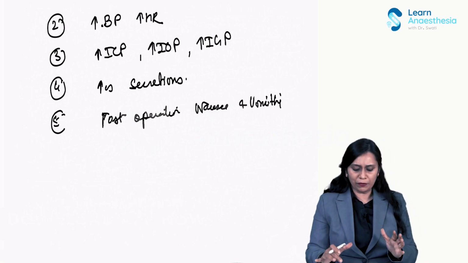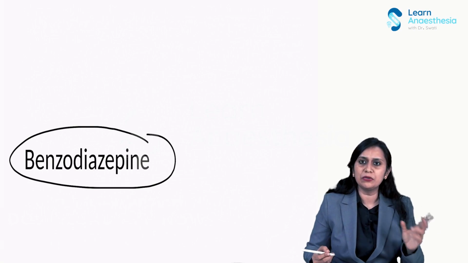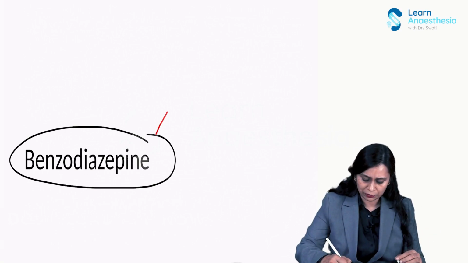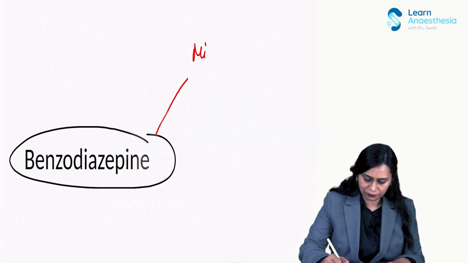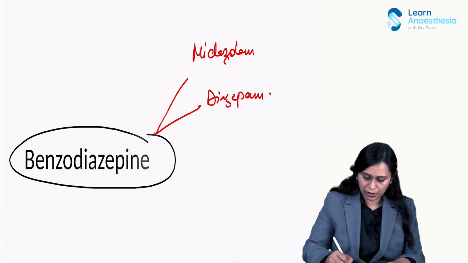Now next group of drug which I will discuss with you is benzodiazepine. In benzodiazepine, for anesthesia purpose, 3 drugs are most important: midazolam, diazepam, and lorazepam.